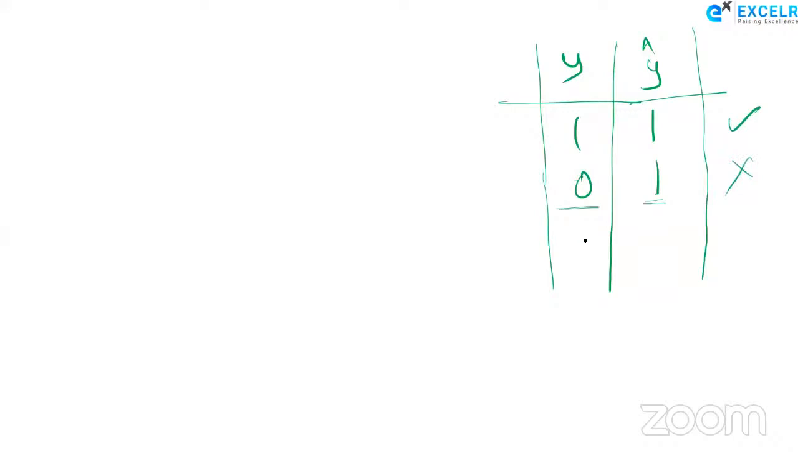Similarly, let us say I had 0 and I predicted 0. This is the correct prediction, okay. Then let us say the actual was 1, my prediction was 0, okay. So in this case, this is not the correct prediction, okay. Now I have these 4 observations.